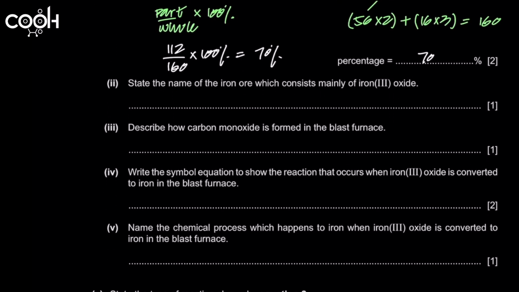Now it says, state the name of the iron ore, which consists mainly of iron oxide. So what's the name of the ore? Obviously, the ore is called hematite. So it's hematite.